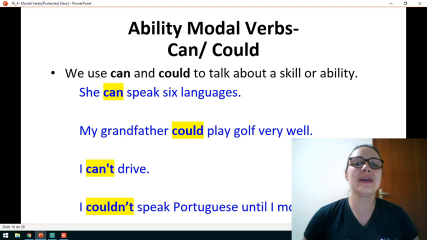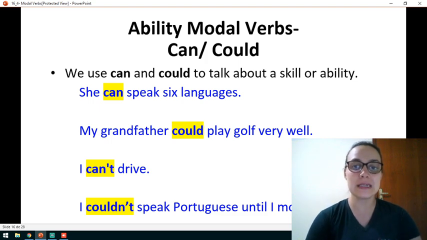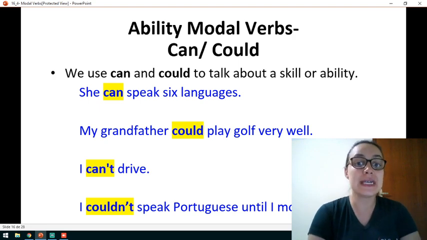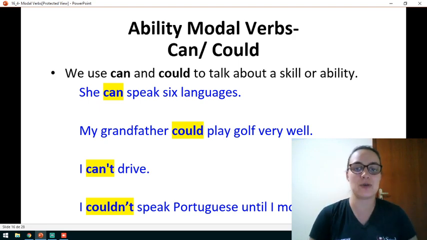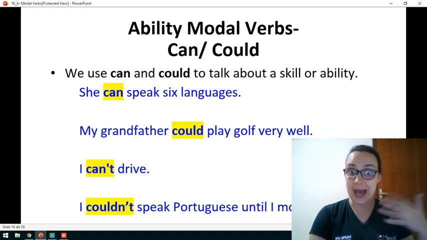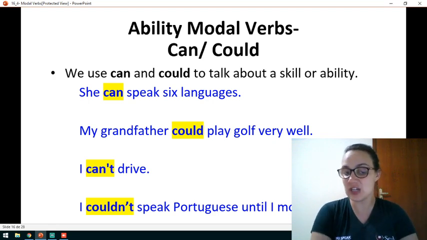Now, we can also use can and could to talk about the ability to do something. So, when we are talking about a skill or an ability, we use can or could. For example, she can speak 6 languages. Now, if we want to talk in the past, we use could. My grandfather could play golf very well. All right, so maybe in the past he was very good at playing golf, but now he's 90 years old, so he's not good anymore.